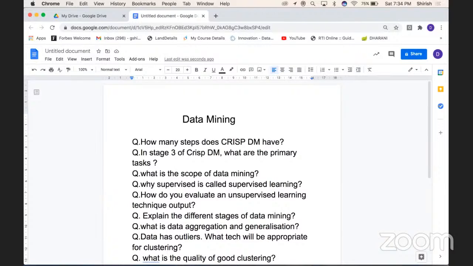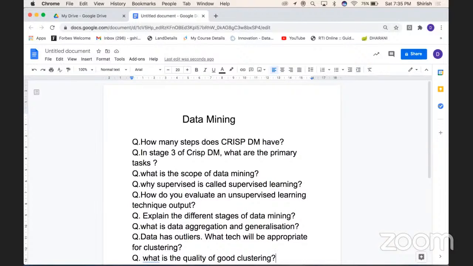Right? So you are trying to discover some hidden patterns in the data, right? And when you check the distances or the similarities, inter-class similarity should be low and high intra-class similarity is the quality of good clustering.